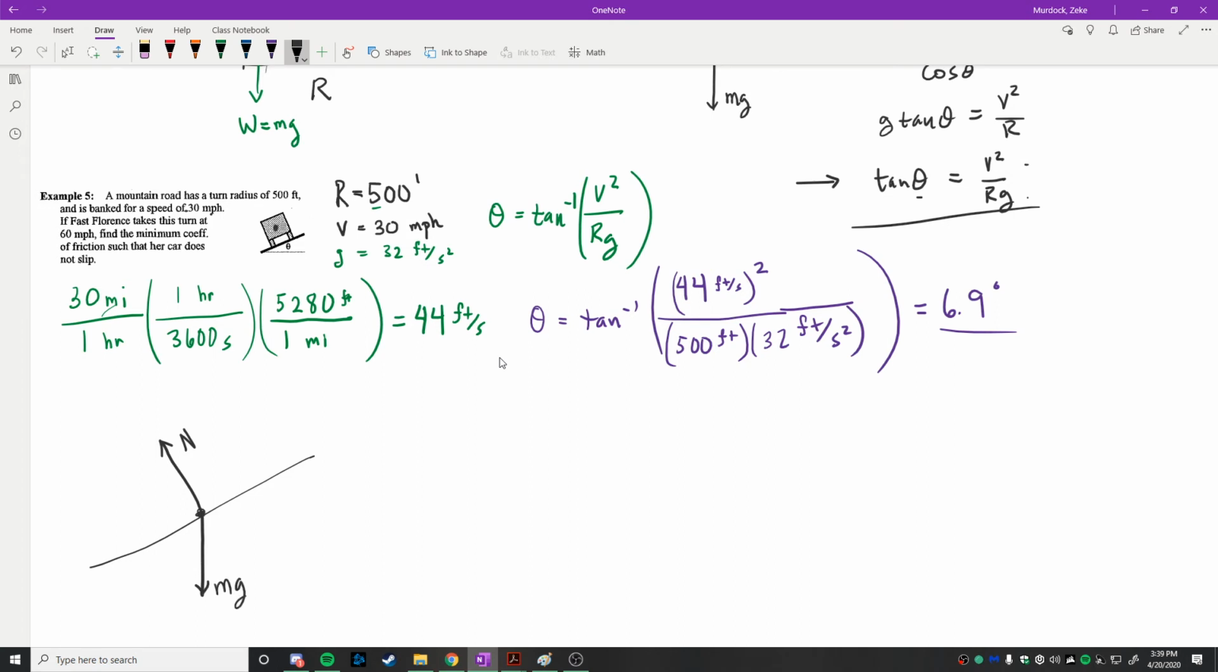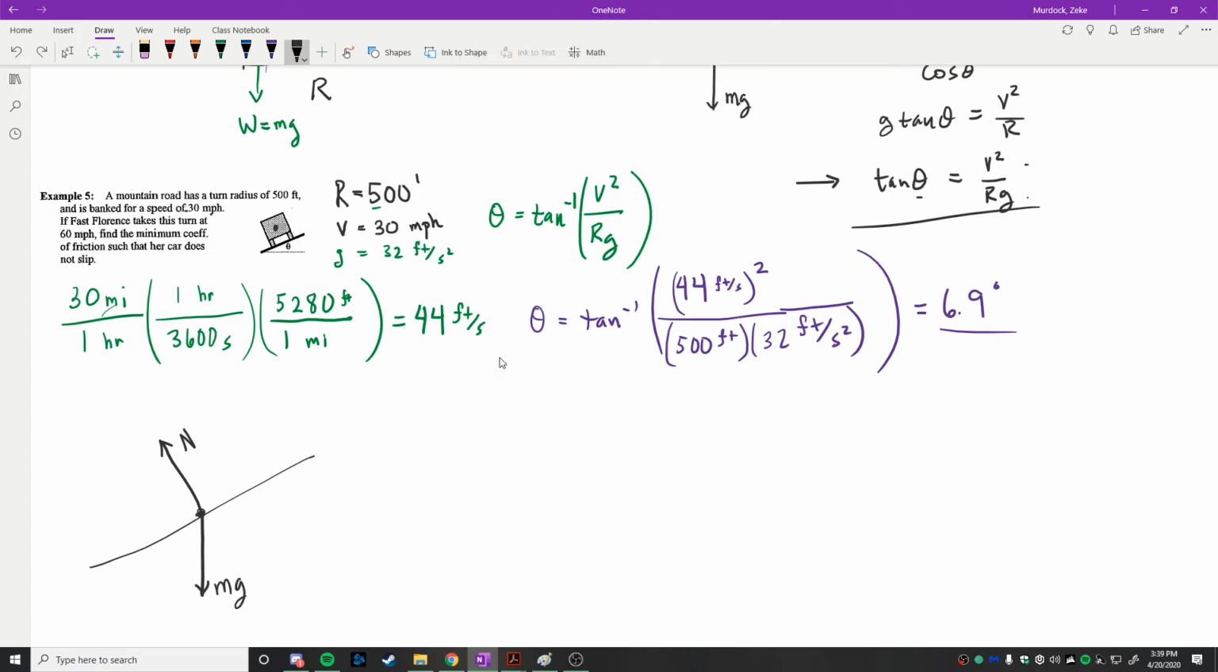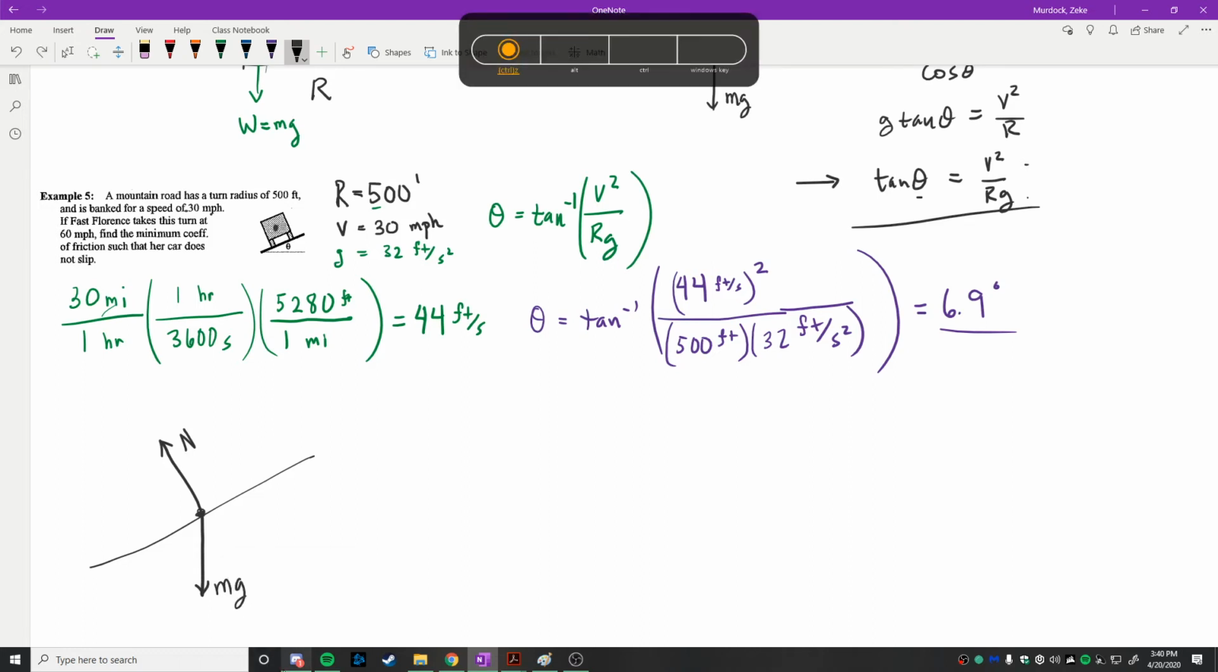Now the question is, if this person tries to drive at 60 miles an hour, what's going to happen to the car if there's not enough friction? Is the car going to slide up the ramp, or is the car going to tend to slide down the ramp? Yeah, if you go too fast, the car is going to be carried upwards by its inertia, right? So what direction should the friction force be in that case?